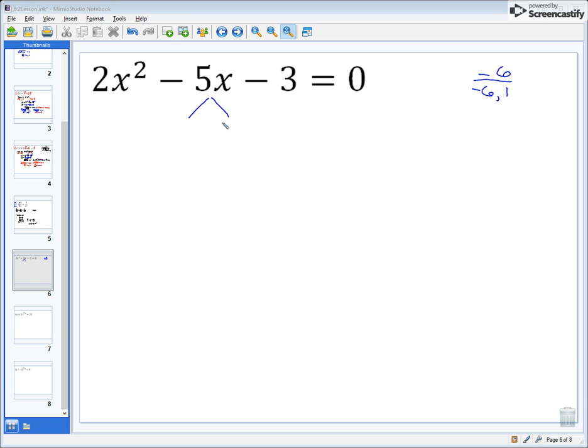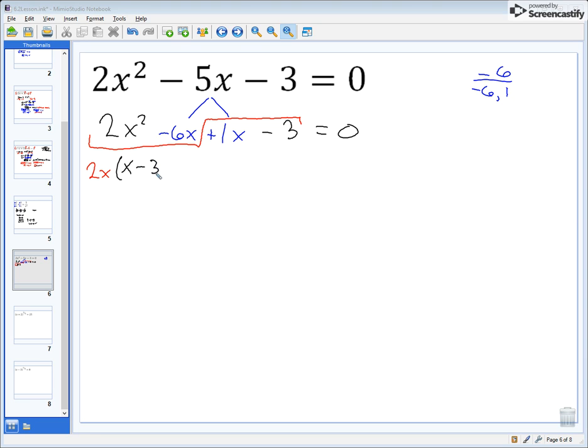So I'm going to split the middle term to be negative 6x and positive 1x. I still have the 2x squared and the minus 3. Now I factor by grouping. I group the first two terms together and the last two terms together. Out of the first set, I factor out the greatest common factor, which is 2x. When I divide out the 2x, out of the first term I'm left with x, and out of the second term I'm left with negative 3.